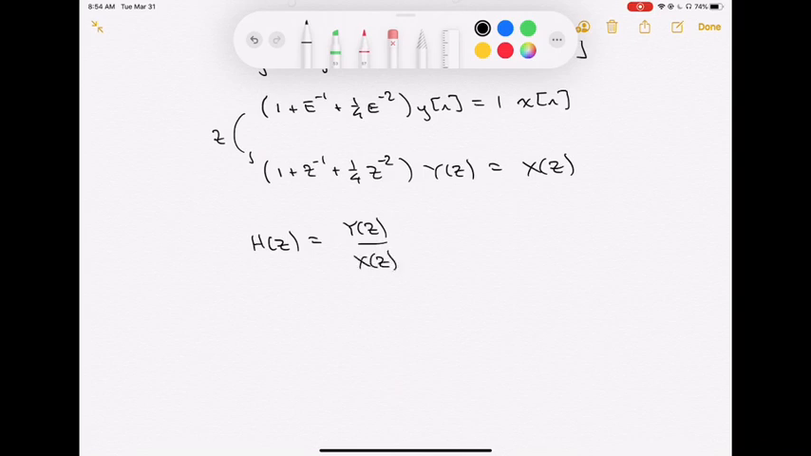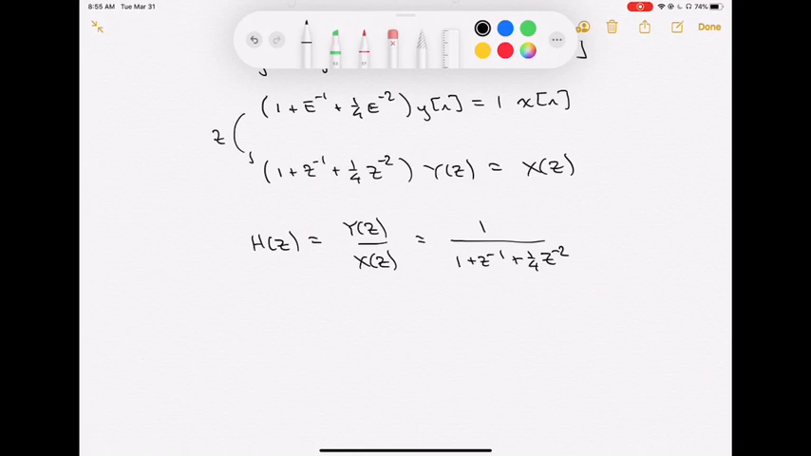As long as we weren't dealing with initial conditions, which we weren't here in this case, H of z is P of z, in this case 1, over Q of z, which is 1 plus z to the minus 2 plus 1/4 z to the minus 2. And I made a little mistake there. That first one has a z to the minus 1, something like that. So that's my H of z piece.